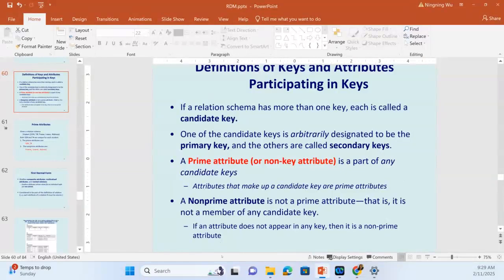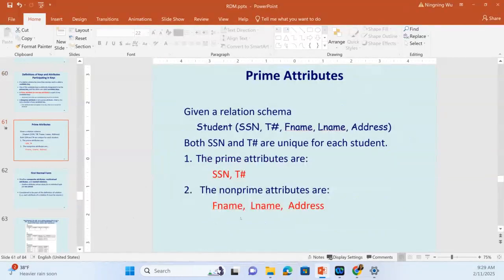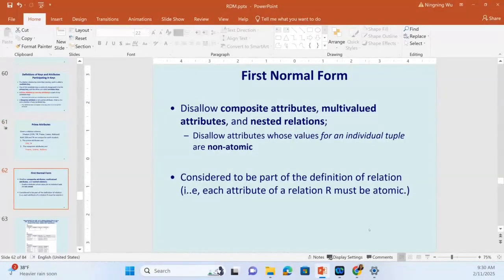A non-prime attribute is an attribute that does not appear in any key. This slide shows an example. Assume we have a student schema, and both SSN and T number are keys, so we have two keys. Obviously the prime attributes will be SSN and T number. Then the F name, L name, and address will be non-prime attributes, because they don't appear in any of those keys.